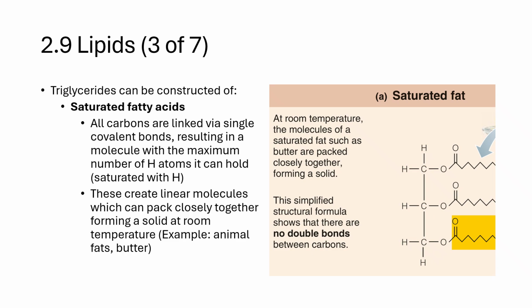All right, triglycerides can be constructed of saturated fatty acids. On this, a saturated fatty acid means we have that glycerol here, and we have our fatty acid chains, and these are all straight fatty acid chains. They're not curved or anything like that, they're just all straight. So all the carbon atoms are linked via single covalent bonds, resulting in a molecule with the maximum number of hydrogen ions. And being that it has the maximum number of hydrogen ions, one on each side of each carbon, it forms a straight chain.